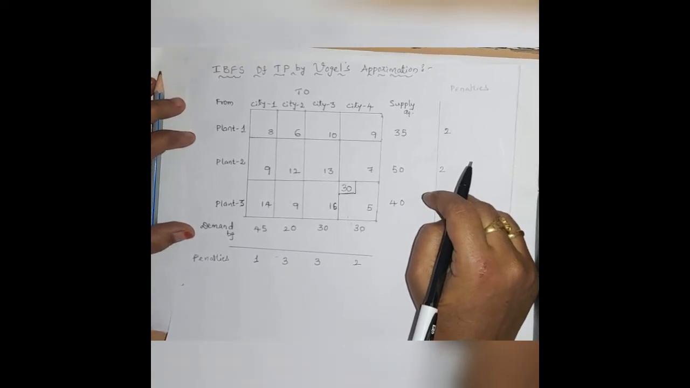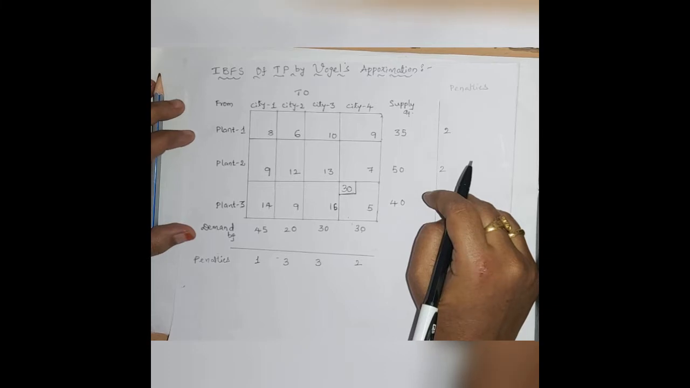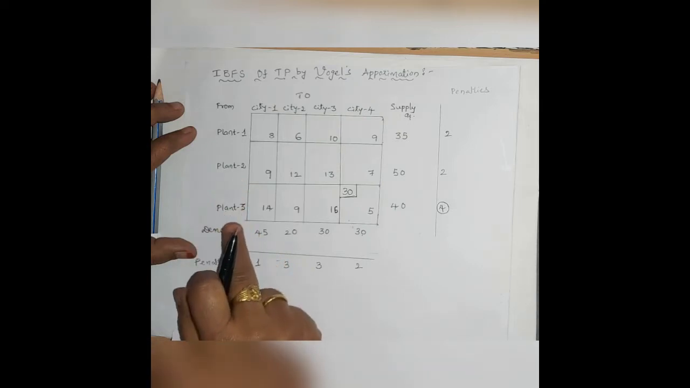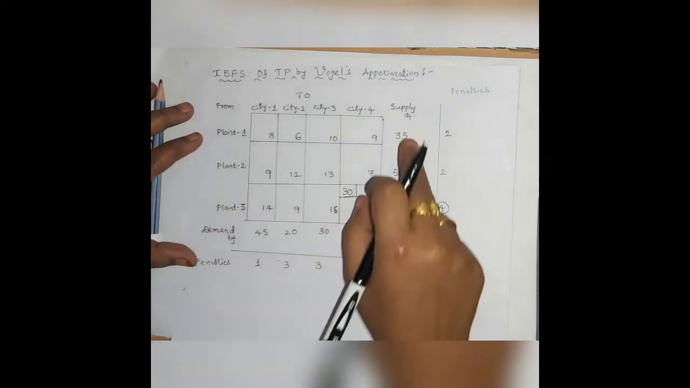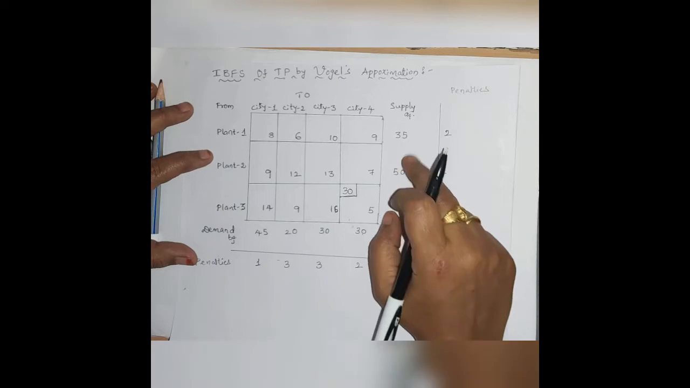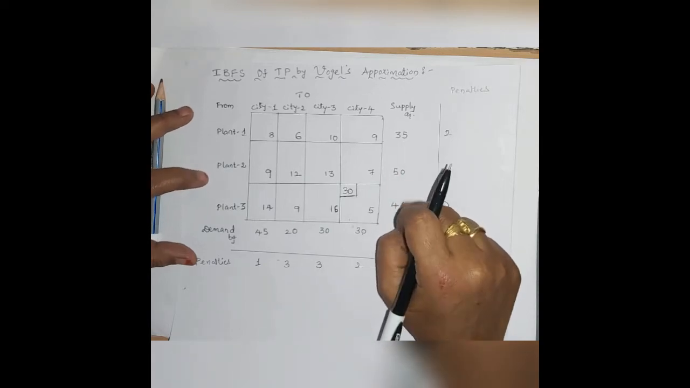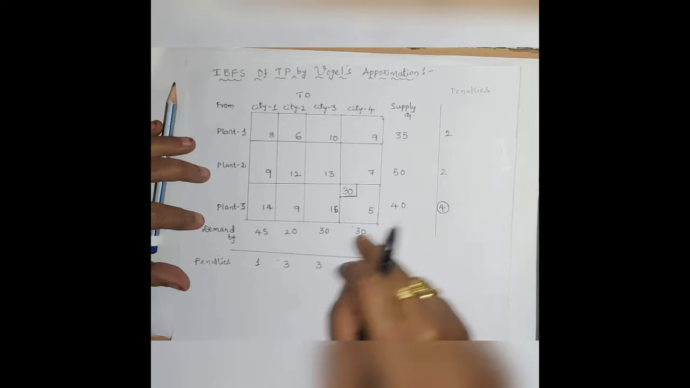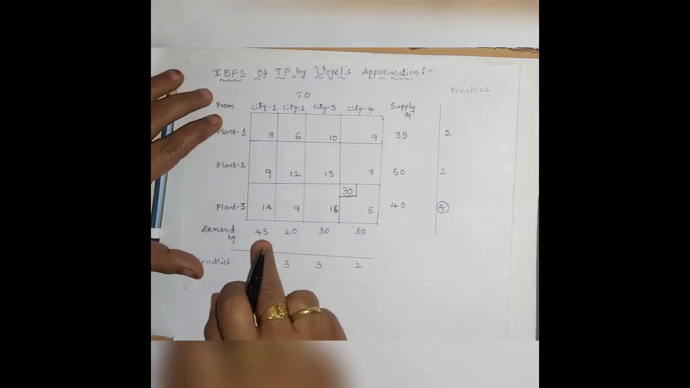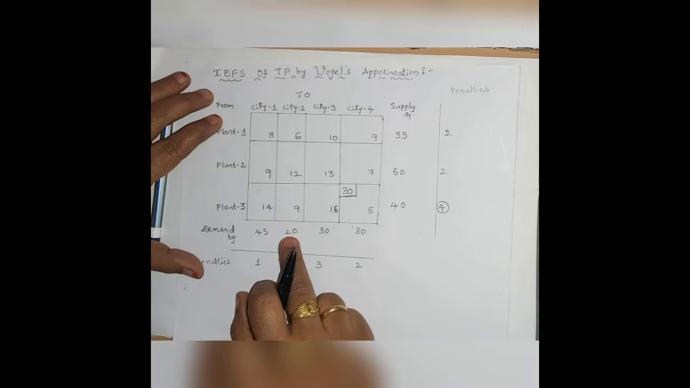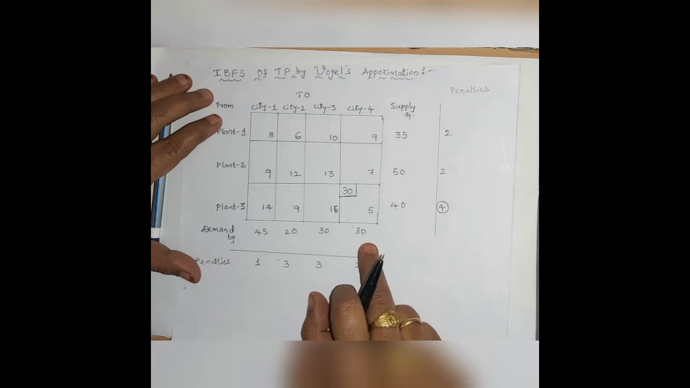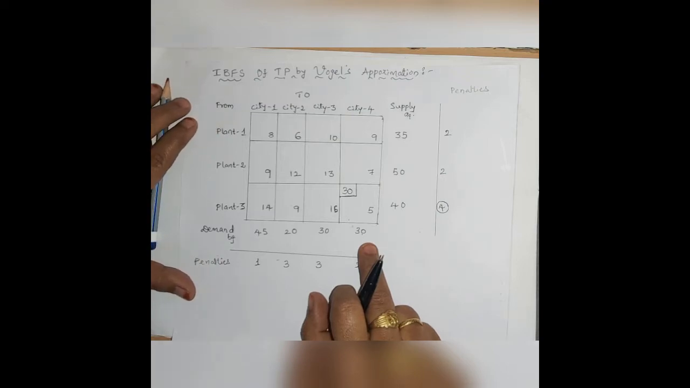Here you can see that in this problem we have three different plants, plant 1, plant 2 and plant 3. The supply of plant 1 is 35, for plant 2 it is 50, and for plant 3 the number of units that could be supplied is 40 units. The demand at city 1 is 45, the demand at city 2 is 20 units, the demand at city 3 is 30 units, and the demand at city 4 is 30 units again.